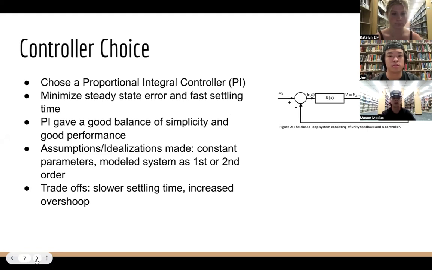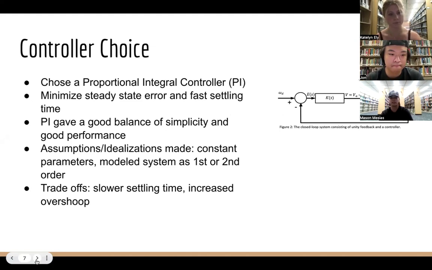So for controller choice, we chose a proportional integral controller, just a PI. This minimized the steady state error and had a fast settling time. It had a good balance of simplicity and it also gave us a good performance. We assumed that it had constant parameters and was modeled as a first or second order system. For this, we just used first order. The trade-offs, however, we experienced a slower settling time with increased overshoot.